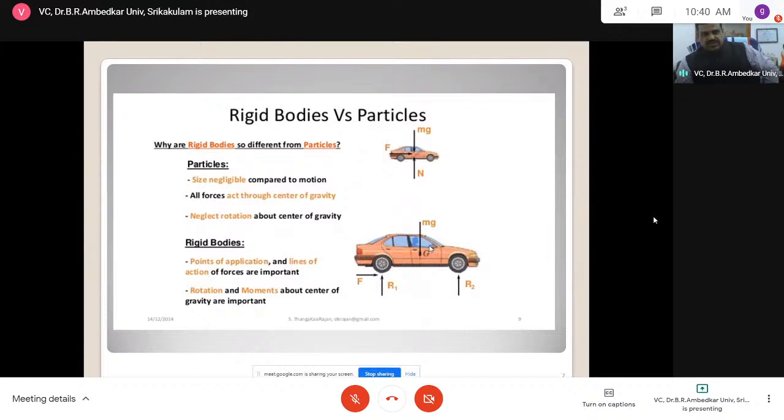Now the rigid body is also the same thing. If you want to consider this body separately, then this is one reaction, this is the second, and this is the fourth. Here not only translation, we are considering rotations. Along with the translation part, you can include rotation and moments about the center of gravity if you want.